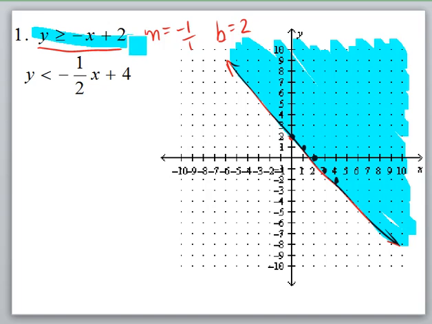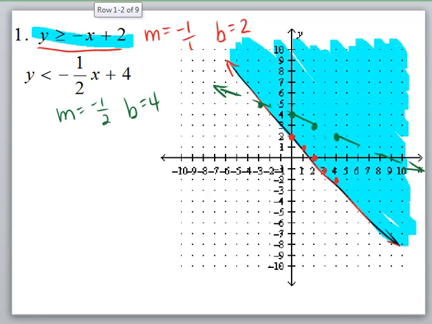Okay, and I'll go ahead and highlight this one. This is the first line. The second line I'll do in green. It has a slope of -1/2 and a b value of 4. I'm going to plot the 4. I'm going to go down 1 to the right 2, down 1 to the right 2, or I could go up 1 to the left 2. This is a dotted line because it just says less than. And again, because it's less than, I will be shading below the line.